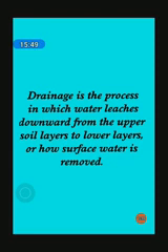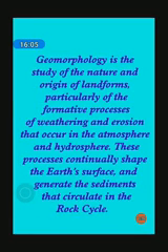One more point. Drainage is the process in which water leaches downwards from the upper soil layer to lower layers, or how surface water is removed. This is also a natural system. And at last, geomorphology. One point came up, geomorphological. I'll tell you what geomorphology is.